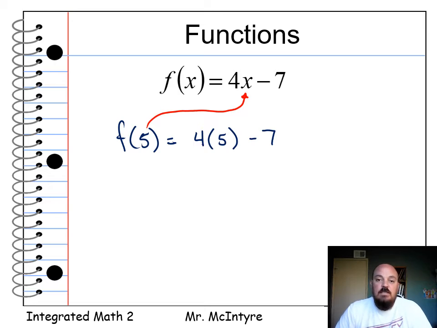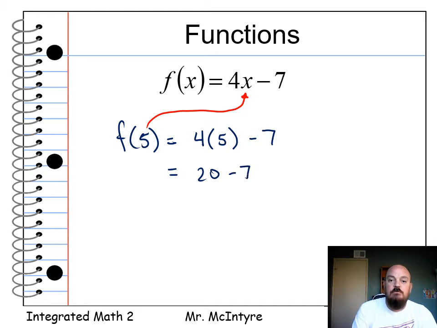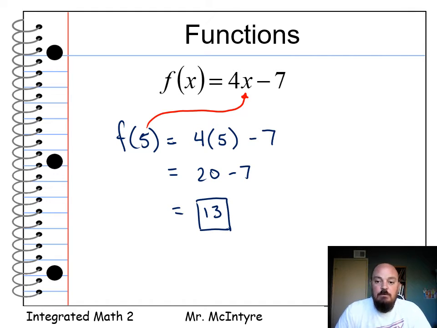All I did was substitute. I changed the x into a 5. Now when you go to evaluate, remember your order of operations. Multiplication comes first here, so 4 times 5 is 20, and 20 minus 7 is 13. So the final answer: f of 5 equals 13. You get that by plugging 5 in for x. That was a pretty simple example. You've done that before.